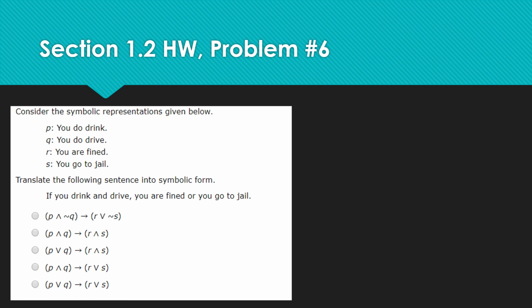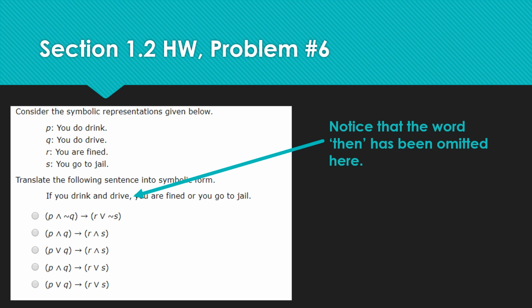All right, so our sentence that we're trying to translate here is, if you drink and drive, you are fined or you go to jail. So you can tell they've omitted the word then here. So if you wanted to put it back in, you could. So if you drink and drive, then you are fined or you go to jail. So right now what we know is that we're going to have an arrow, which is obvious. All of our choices have arrows.